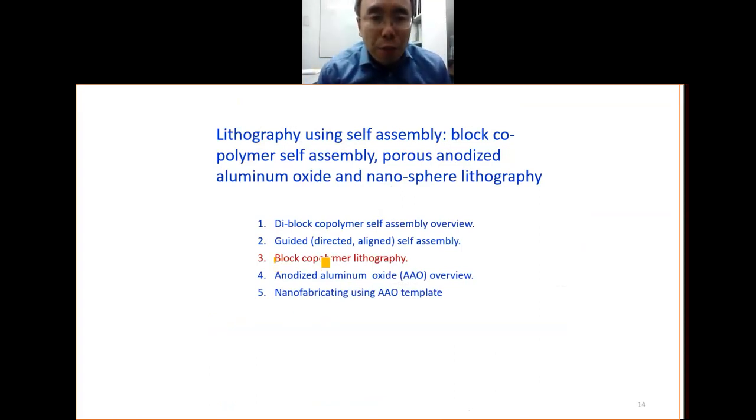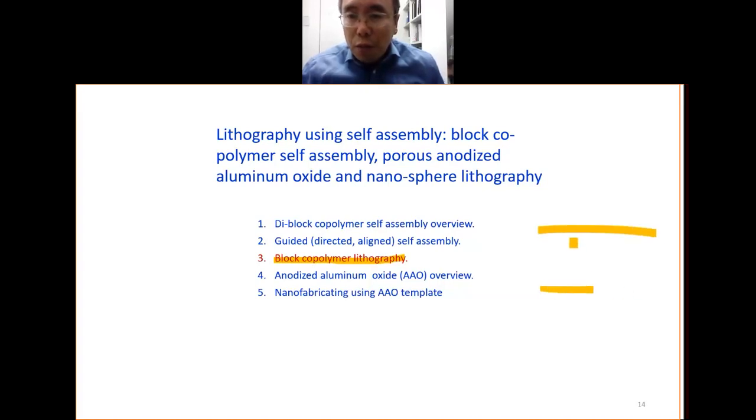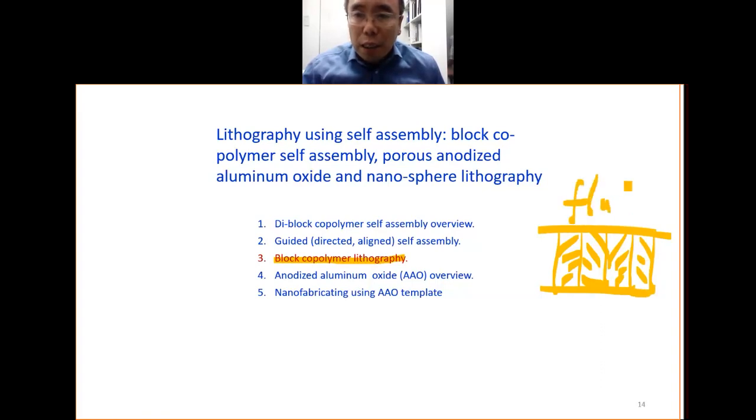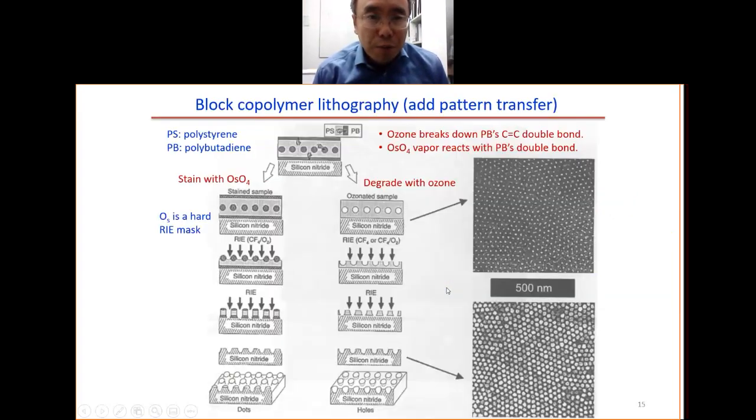Now we want to talk about block copolymer lithography. When we talk about lithography, that means pattern transfer. So when we have this block copolymer, one block, another block, one block, another block, there is no pattern, so the surface is still flat. In order to do the lithography, we need to selectively remove one block and leave behind the other block. So how to do this?